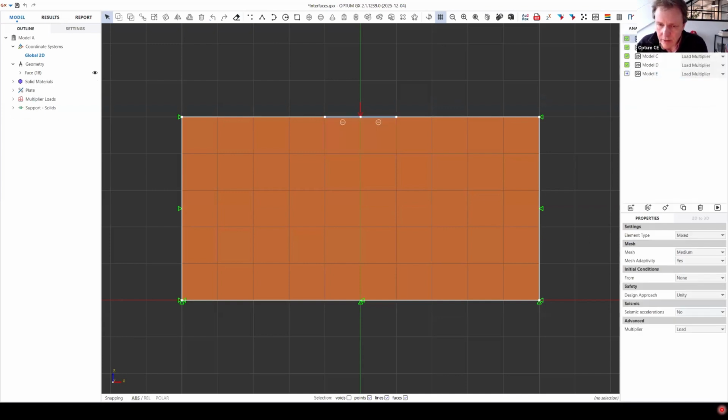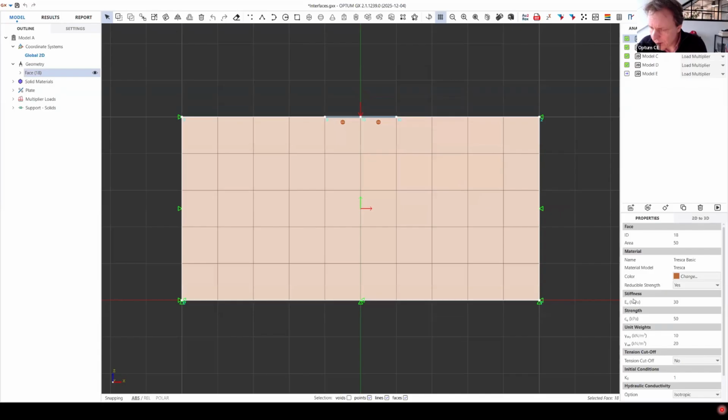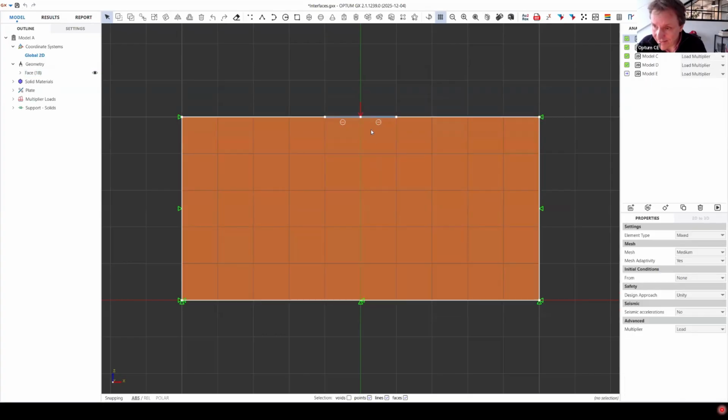And that's what I did with this foundation here. So it's a surface foundation on a Tresca material, on clay undrained. It has an undrained shear strength of 50 kPa. And it's 2 meters wide, and this is in plane strain.